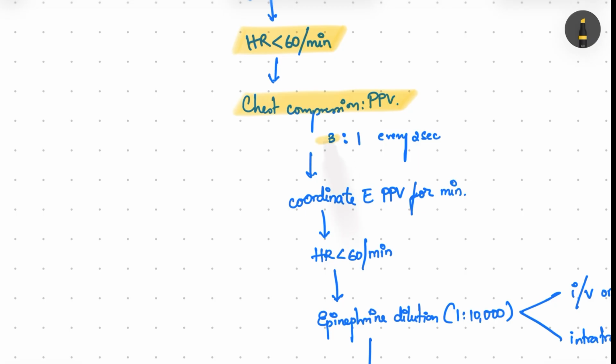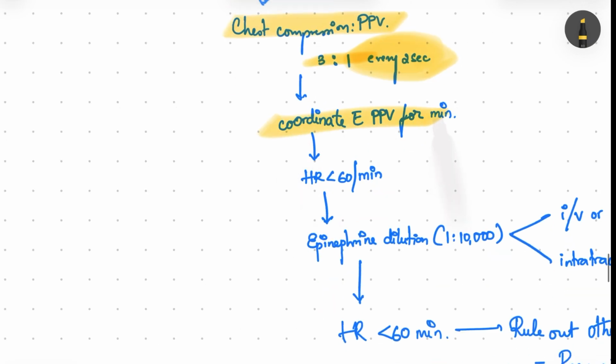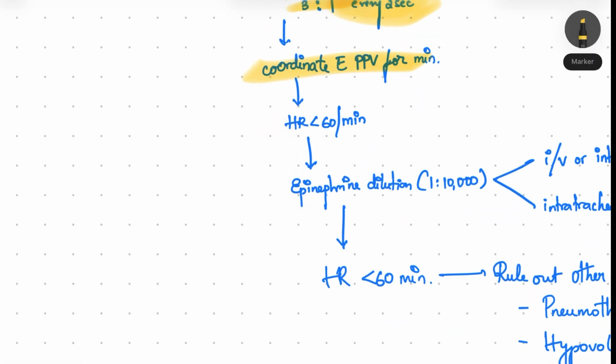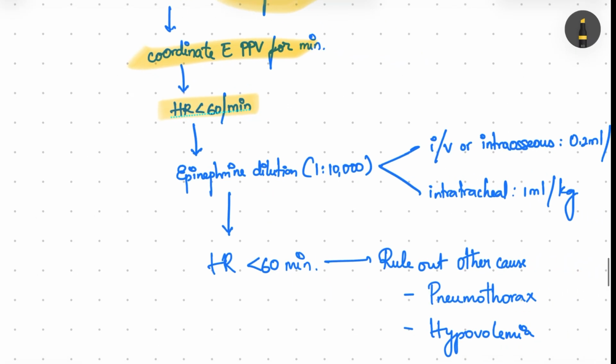We will do it in a 3:1 ratio, for every 2 seconds, not for 1 second. Don't make this mistake. People tend to say every 1 second. No, it's for 2 seconds. Coordinate it for 1 minute. Then if the heart rate still persists below 60 per minute, you need to go for epinephrine.